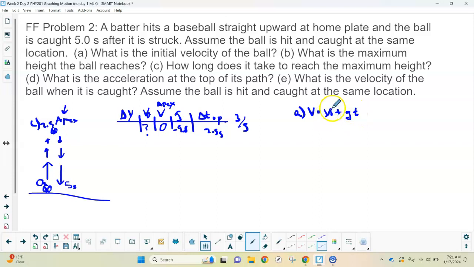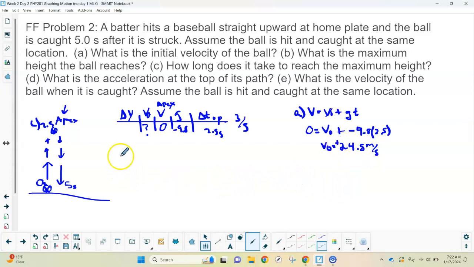The initial velocity is not 0, that's what we're looking for. Sorry, the final velocity, or the velocity at the highest point, that's 0. V0 is what we're looking for, and then I have negative 9.8 times 2.5. So if I solve that out, I get V0 is equal to 24.5 meters per second. Now, is the ball going up or down? It's going up, so that's why the positive value makes sense.